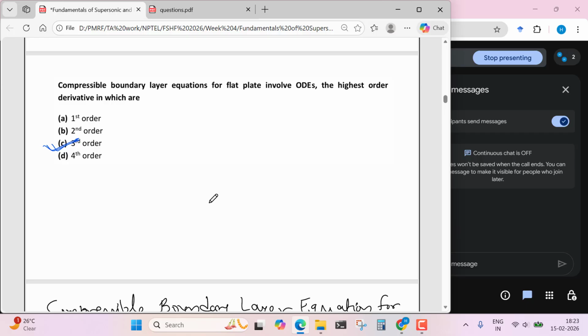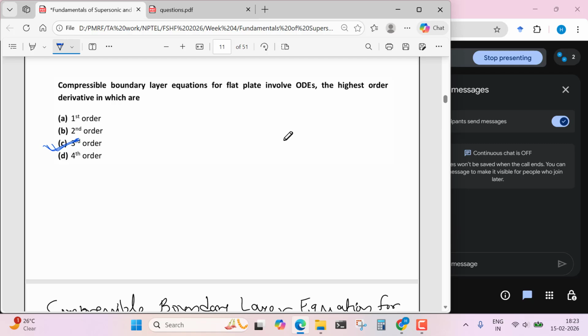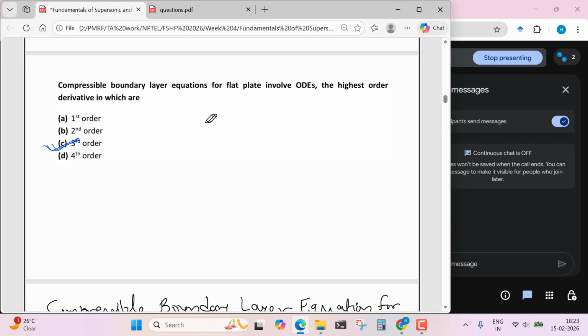So now there is one pretty straightforward question. Compressible boundary layer equations for flat plate involving ODEs, the highest order derivative in which are: A. First order, B. Second order, C. Third order, D. Fourth order. So what will be the answer for this problem?